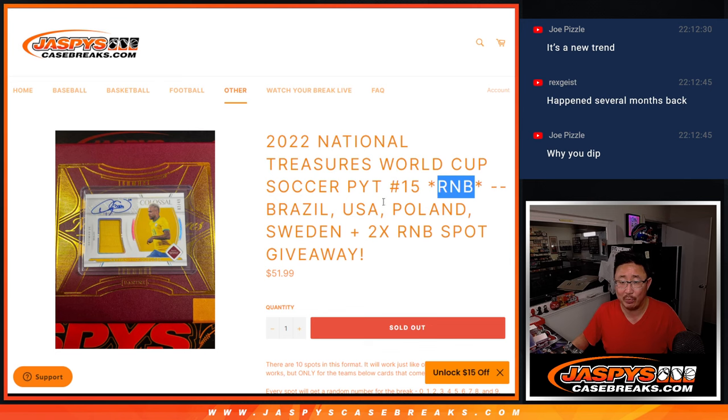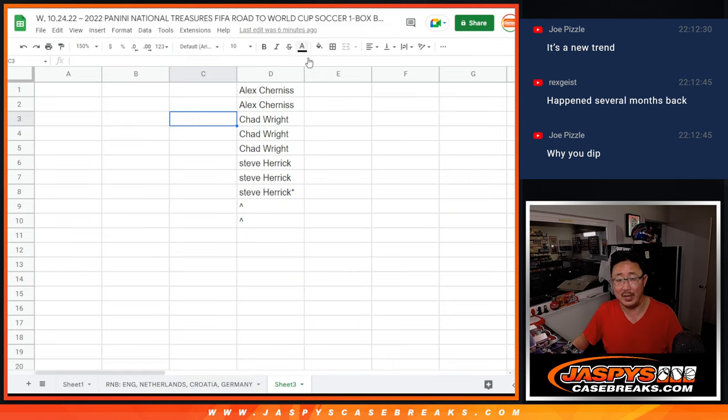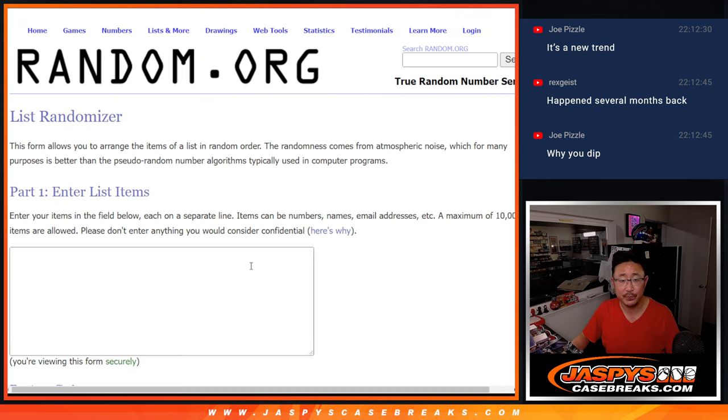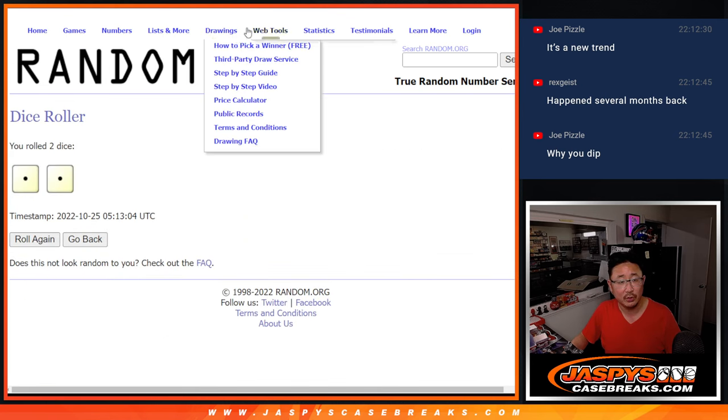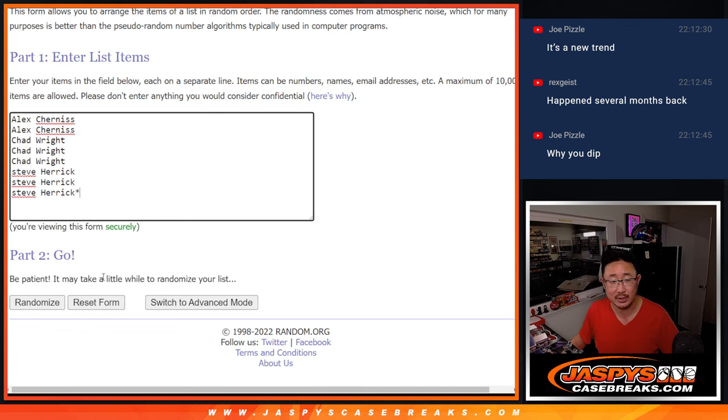Coming at you with a random number block randomizer for Brazil, USA, Poland, and Sweden. Two extra spots being given away if you buy a spot. So we only sold 8 spots outright. So that's the first dice roll. Second dice roll will be randomizing you a number. But top 2 after 2 will get extra spots.